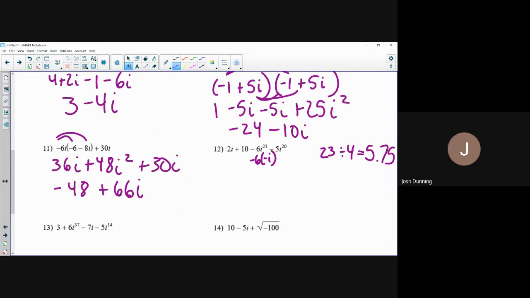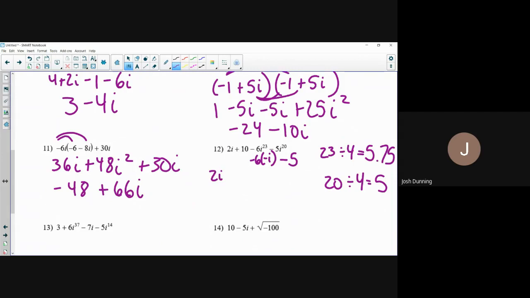And i to the 20th, 20 divided by 4 is 5. Hope I didn't have to write that down for you, but there's no remainder. It's a multiple of 4. And i to the 4th is 1. So that's just i to the 4th times i to the 4th times i to the 4th times i to the 4th times i to the 4th. 1 times 1 times 1 times 1. Just 1. Doesn't do anything. Any power that's a multiple of 4, you just get 1 for that i.